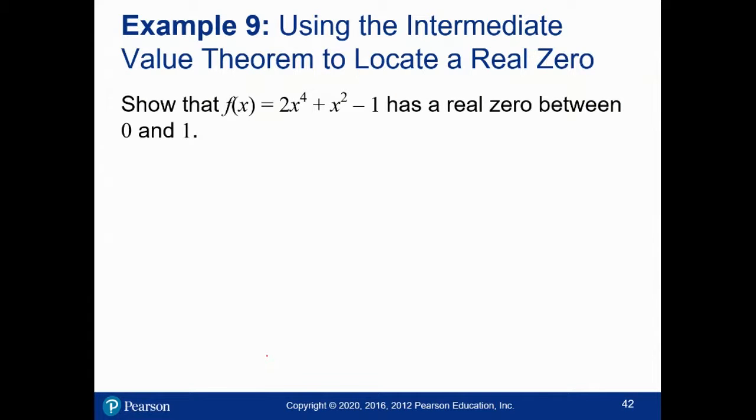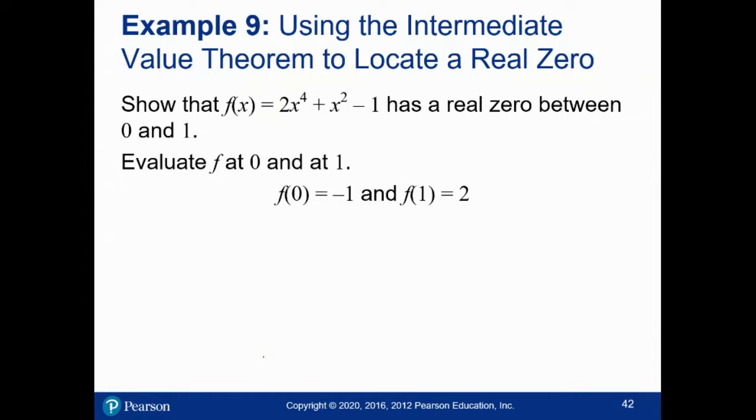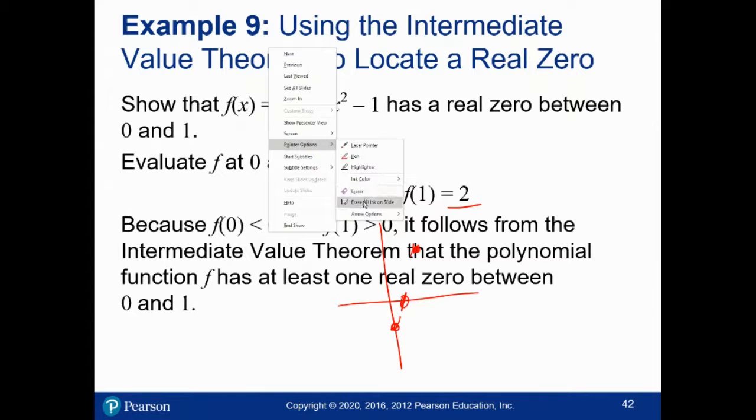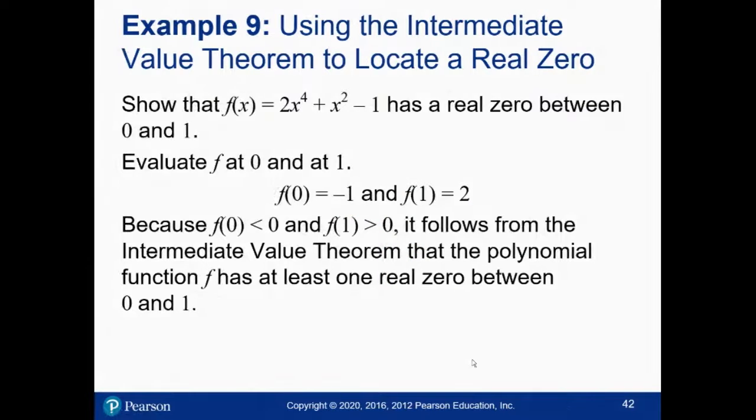Spoiler alert, finding it is a nightmare. Just prove it exists. If I evaluate f at 0 and 1, I get a negative number and a positive number. If I was to try to graph this, f of 0 is -1, f of 1 is 2. How do I get from here to here? I have to cross the axis and have a root. So from the intermediate value theorem, it follows, yep, there's a root somewhere in there.